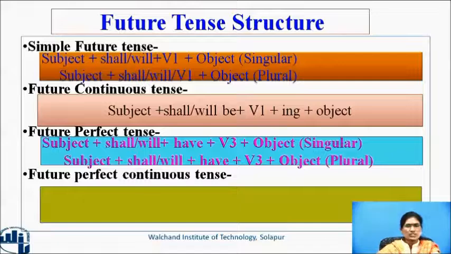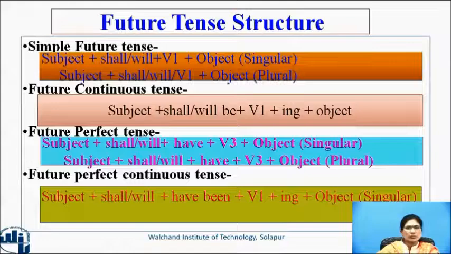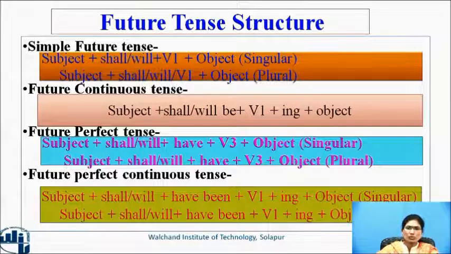Future continuous tense: subject plus shall or will be plus ing form of the verb plus object. Future perfect tense: subject plus shall or will plus have plus third form of the verb plus object. Future perfect continuous tense: subject plus shall or will plus have been plus ing form of the verb plus object.